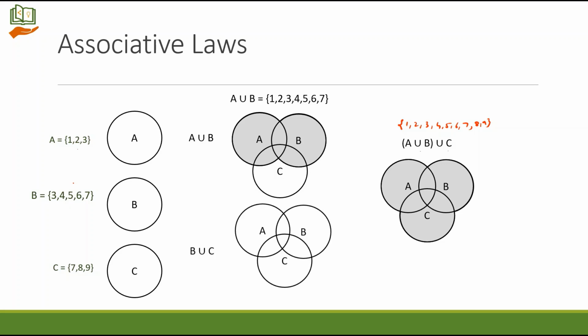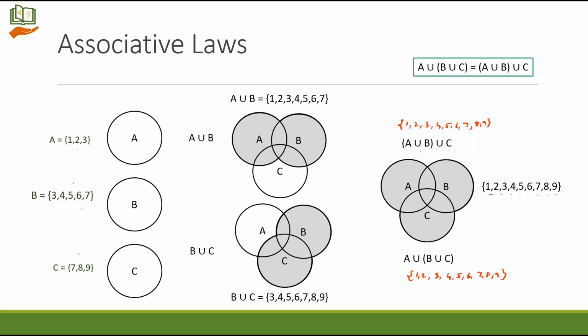What about B union C? These two regions will be shaded and these two sets will be put under union operation. We will have 3, 4, 5, 6, 7, 8, 9. Now when you have A union B union C, again A has 1 and 2 additionally. So the 3, 4, 5, 6, 7, 8, 9 will come as it is. We get all the elements together in both these manipulations. So the first law will be A union B union C is equal to A union B union C. So this part is explained here and this part is explained here. What about the next law?